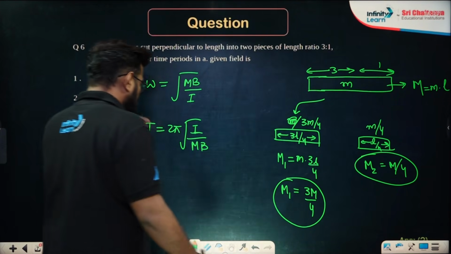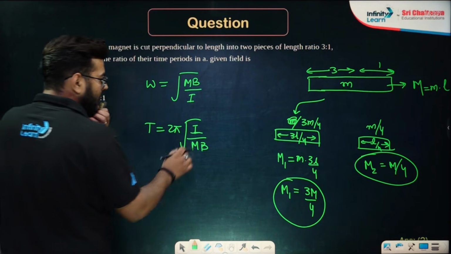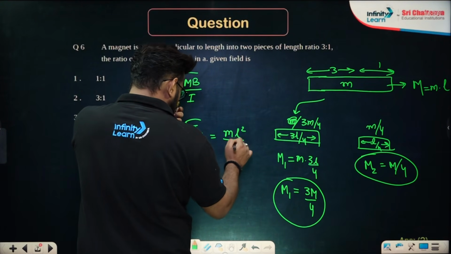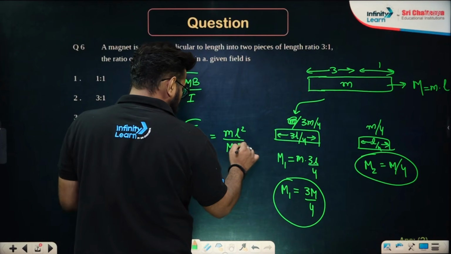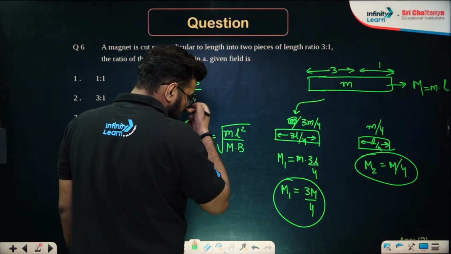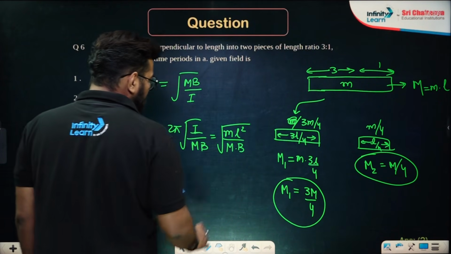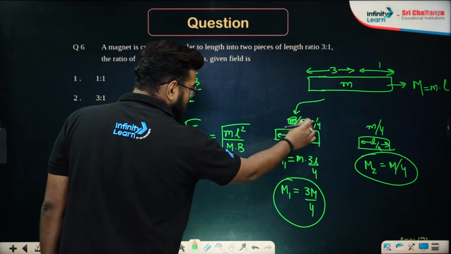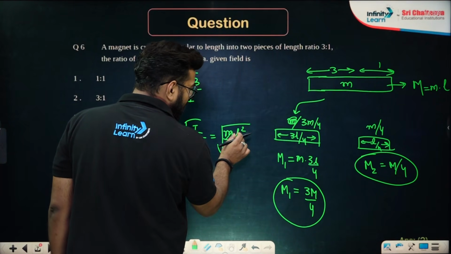Am I clear? So the I will change. It's going to be m into l square, take a simple case, whole divided by m into b. It is somewhat like this. So if you are noticing carefully, the mass is 3m by 4 and the magnetic moment is also 3m by 4. So 3 by 4 will cancel. Only L square will be remaining.